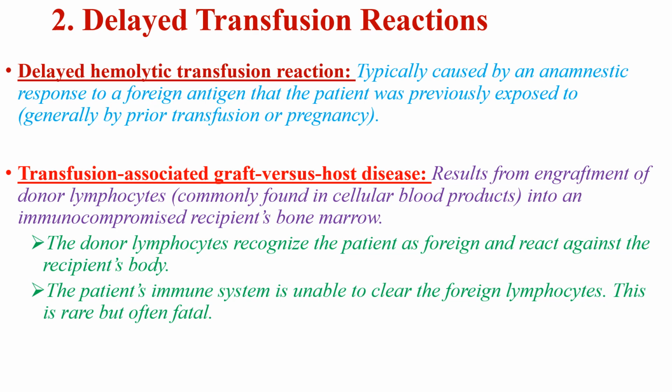And the other is transfusion-associated graft versus host disease. This results from engraftment of donor lymphocytes, commonly found in cellular blood products, into an immunocompromised recipient's bone marrow. The donor lymphocytes recognize the patient as foreign and react against the recipient's body. The patient's immune system is unable to clear the foreign lymphocytes. This is rare, but it is serious or fatal.